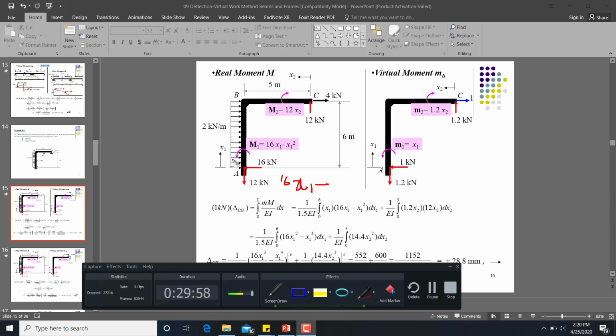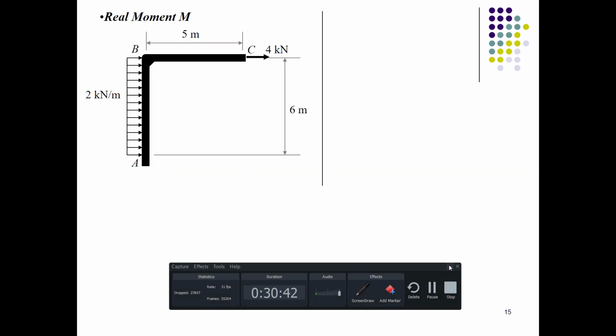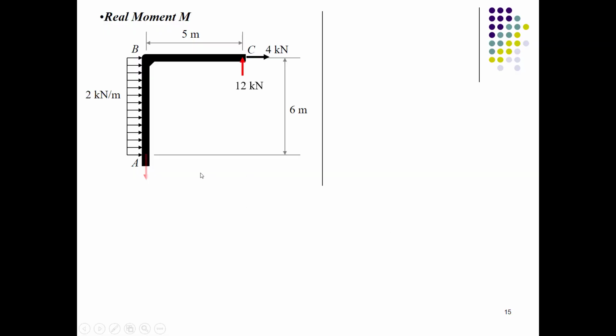UDL is basically 2 times x, and it is applying at the centroid, which is x by 2. So 2 into x by 2 comes out as x1 square. So you can take it as 16 x1 minus x1 square. So it's simple to calculate m1. Similarly, m2 is due to the only reaction, which is 12 kilonewtons times x2.